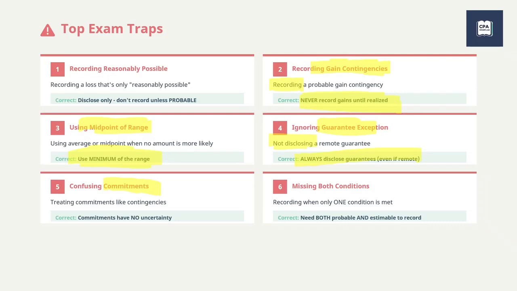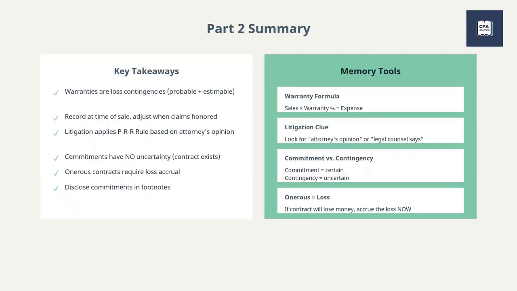When do we record? Unless we have both conditions, we do not record in the exam. It needs to tell us the situation is both probable and estimable. If either one of them is missing, we do not record it.